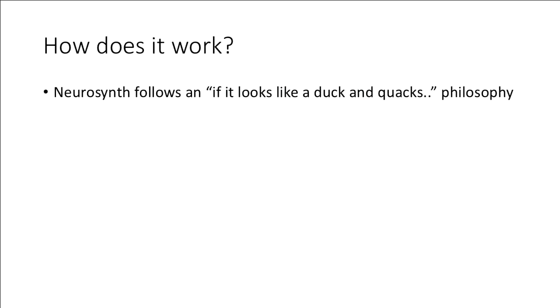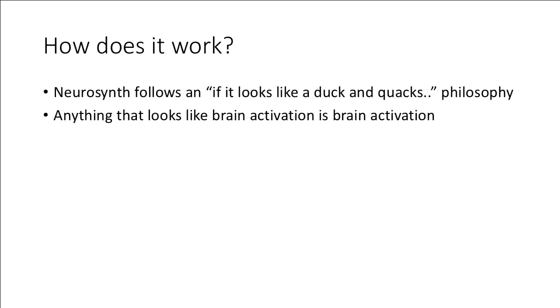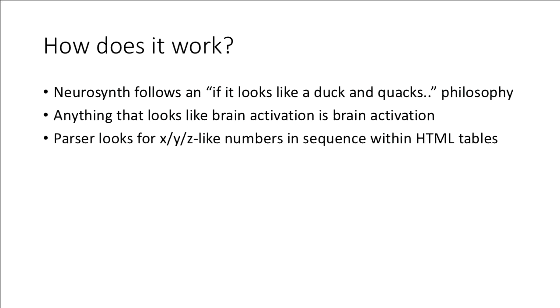Okay, how does it work? I'll give you just a very simple, very high-level overview. And after I give you that overview, we'll say, really, that's all there is to it? And the answer is yes, that's all there is to it. It follows a philosophy of if it looks like a duck and quacks, then it is a duck. So the idea is really, for Neurosynth purposes, anything that looks like brain activity will be considered as such. What does that mean? That means that we have a parser, and the parser takes HTML articles, and it pulls tables out of those articles, and then it just looks for things that look like XYZ values. If it looks like an XYZ coordinate, then it is one, right?